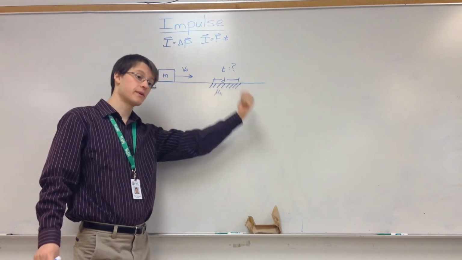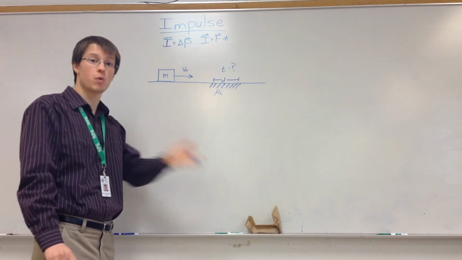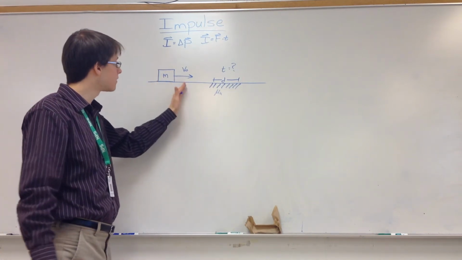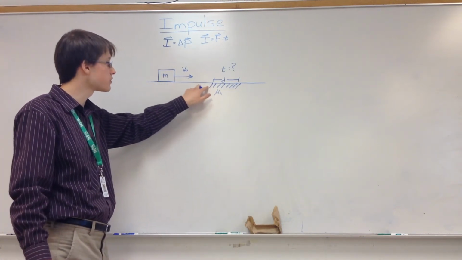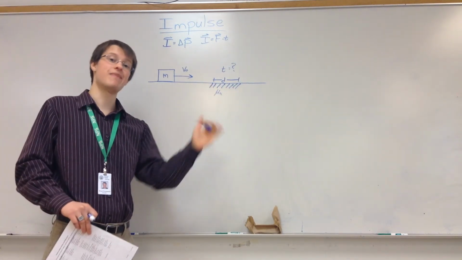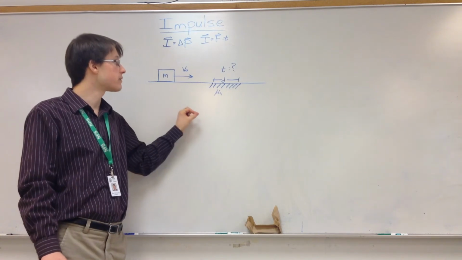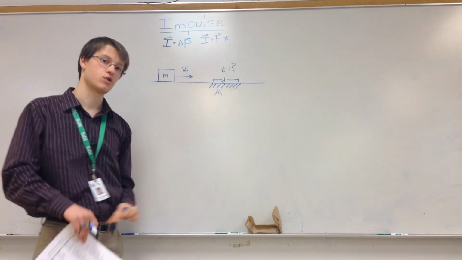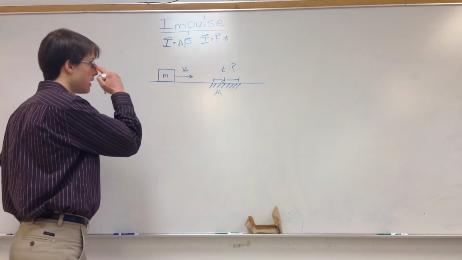I need to find the velocity when it gets to the end. But if I need to find the velocity when it gets to the end, this just turns into a work problem. I know what velocity it starts with, I know how long it is, and I want to find the end. So this is a work problem, and then we can use the velocity that we get from work to calculate the change in momentum. So let's go ahead and do that.